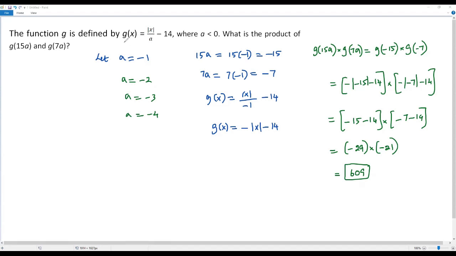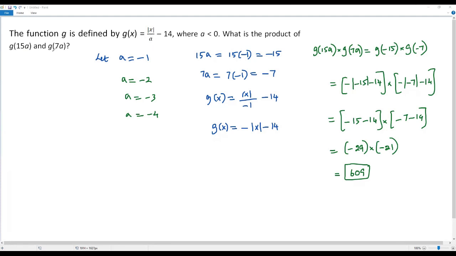For that, we can consider the function g of x we have over here. In the given function g of x, we have absolute value of x in the numerator, a in the denominator. When I consider g of 15a, I have to plug in this 15a for x over here and also here. When I plug in 15a for x in the numerator, I'll be getting a in the numerator and a in the denominator. So the a in the numerator and the a in the denominator will cancel out.